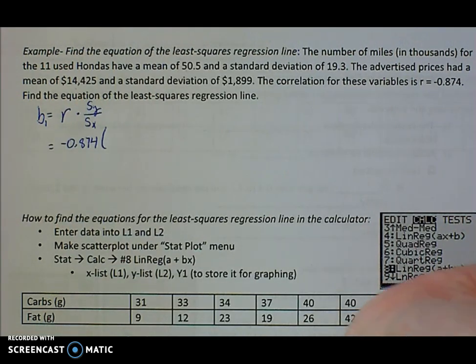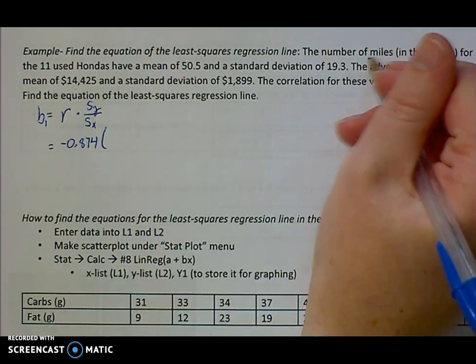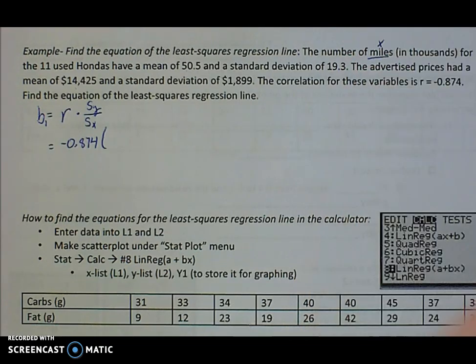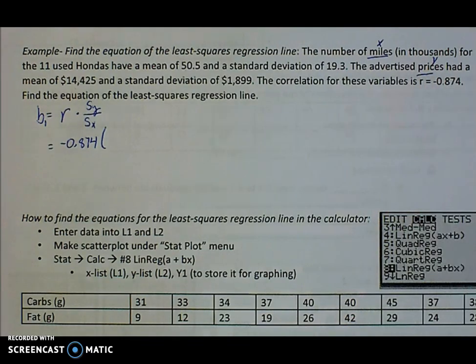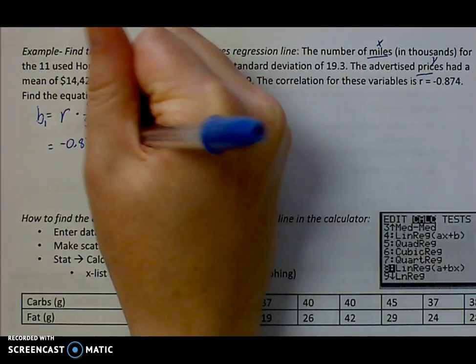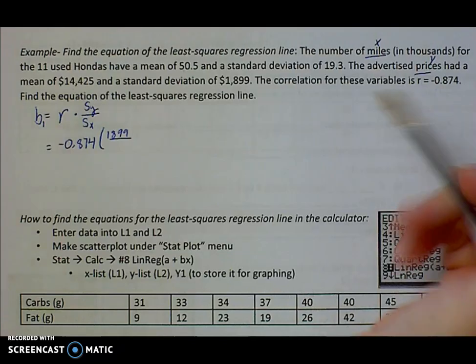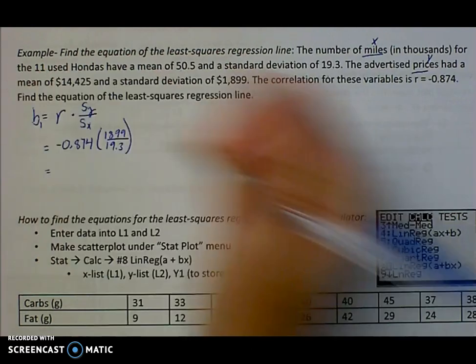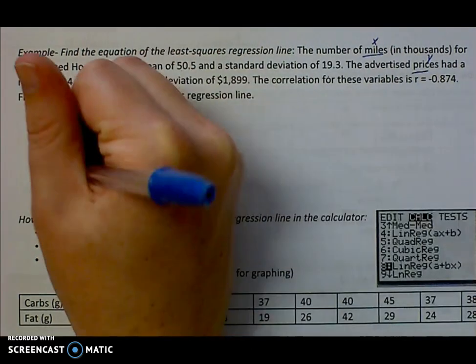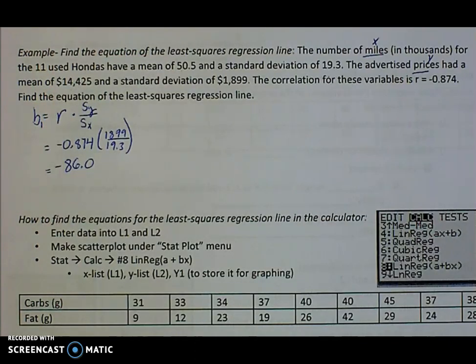Okay, so I guess we need to define which one was y and which one was x. So which one is our explanatory? Well, miles would explain the price. So miles is going to be my x, and the price is going to be my y. So I've got my price standard deviation in my numerator, 18.99. My standard deviation of my miles in my denominator, 19.3. Plug that into your calculator. You get a slope of approximately negative 86.0.